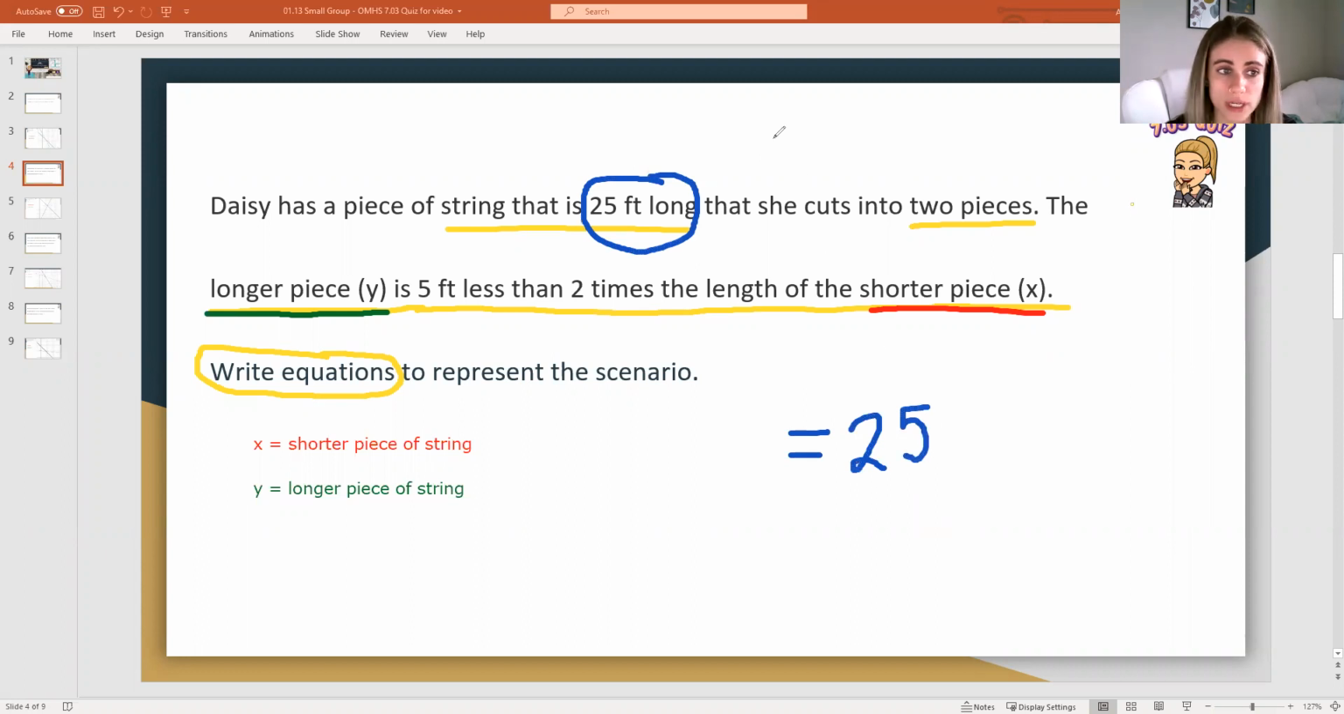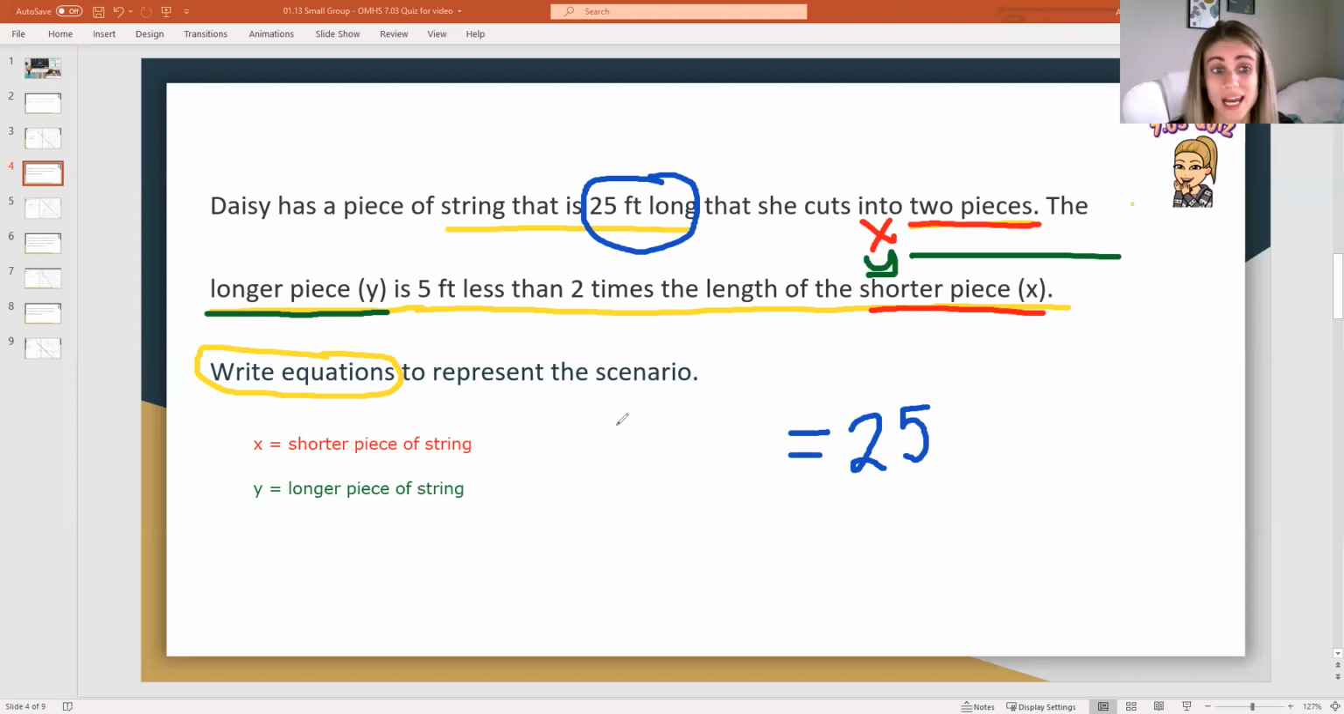And that I cut the string into 2 different pieces. Well, I know my 2 pieces are that there's a shorter piece x and a longer piece y. Well, if one is shorter and one is longer, that means she didn't cut it in half. So I can't just take 25 and divide it by 2. Well, it's kind of like that last problem with the shirts, that I don't really know what the length of the 2 pieces are.